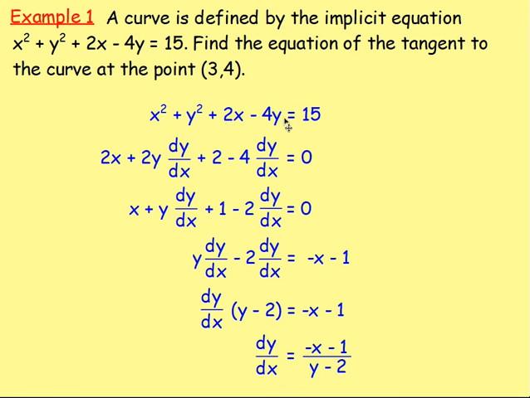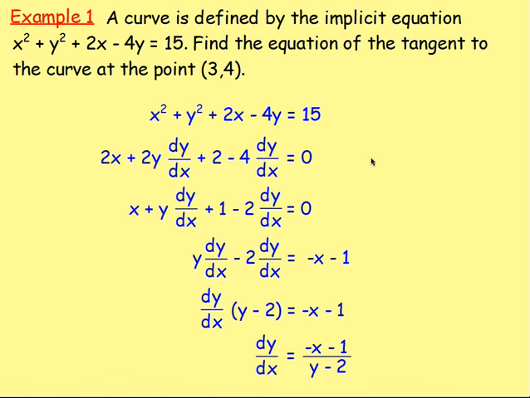With example 1, a curve is defined by the implicit equation. Find the equation of the tangent to the curve at 3, 4. So straight away you're thinking it's an implicit equation, so I'm using implicit differentiation. So we're not rearranging it, we're just differentiating as is. So differentiate x squared, it goes to 2x. Differentiate y squared, we're differentiating y with respect to x, so we'd have 2y times dy by dx. Differentiate 2x, it goes to 2. Differentiate negative 4y, it goes to negative 4. But again, we're bringing in dy by dx, people, because we're differentiating y with respect to x.